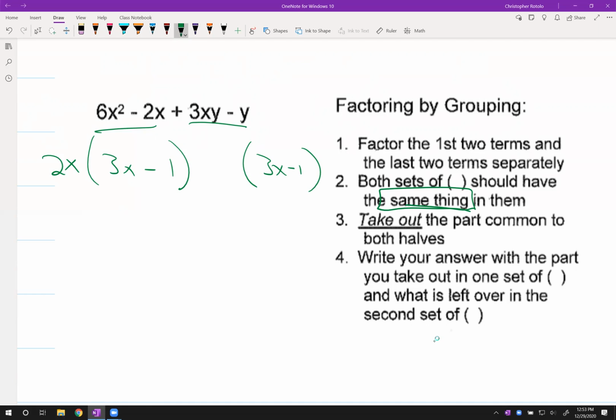So what's the GCF of 3xy and y? Because I want to know. I know you said why, didn't you? Okay, because I want to know.